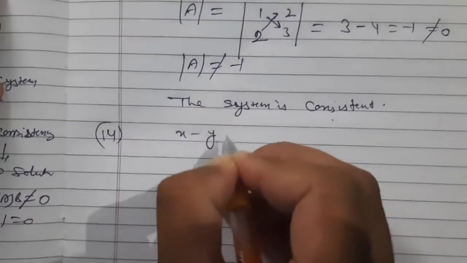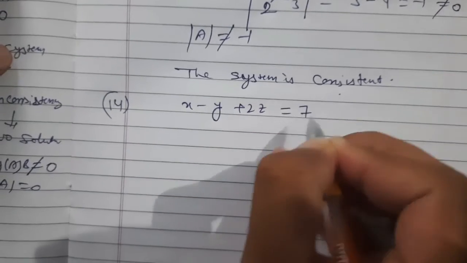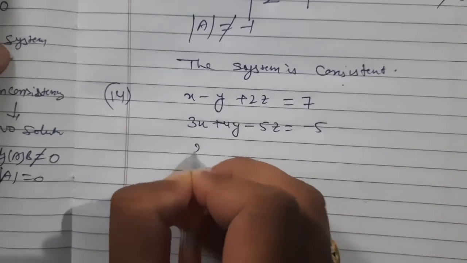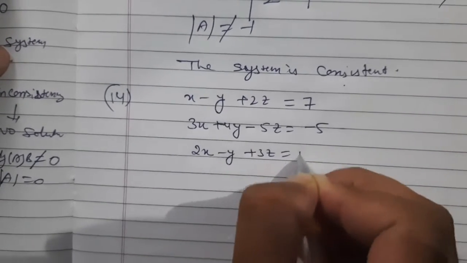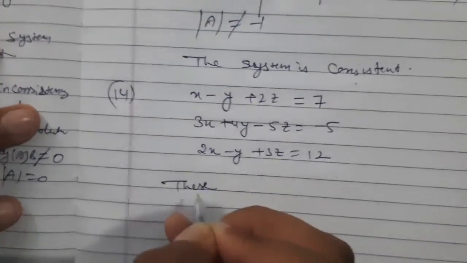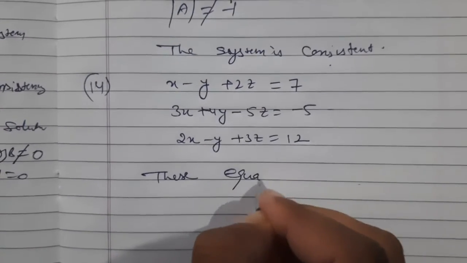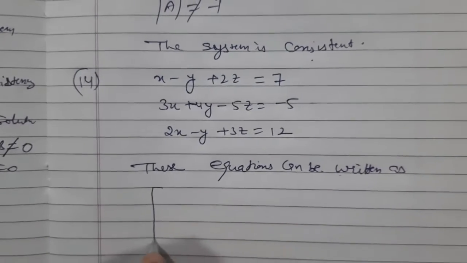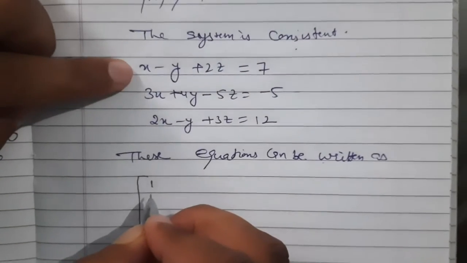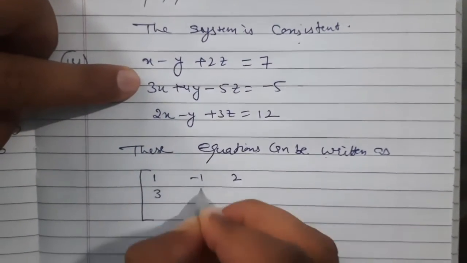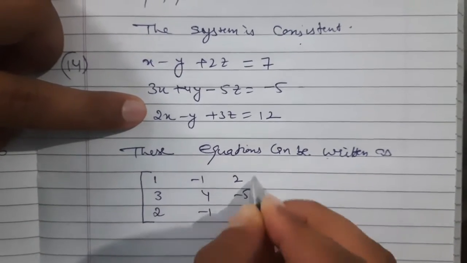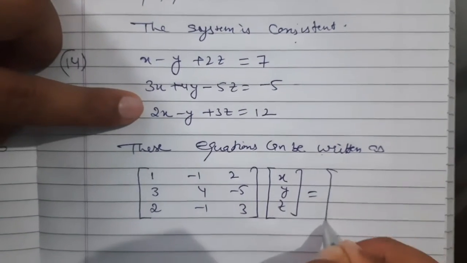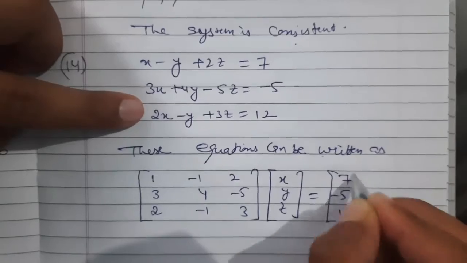14th question. Take a look. x minus y plus 2z is equal to 7, 3x plus 4y minus 5z is equal to minus 5, and 2x minus y plus 3z is equal to 12. These equations can be written as, now let's write it: the coefficients 1, minus 1, 2, 3, 4, minus 5, 2, minus 1, 3. The other one is the variable matrix, that is x, y, z. And the third one is of the constant terms, 7, minus 5, 12.